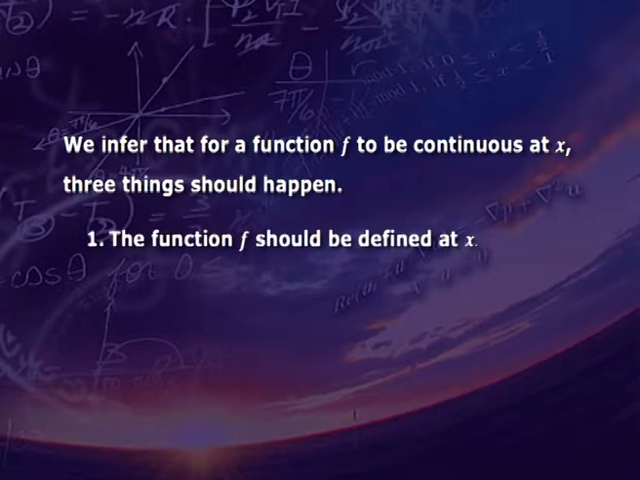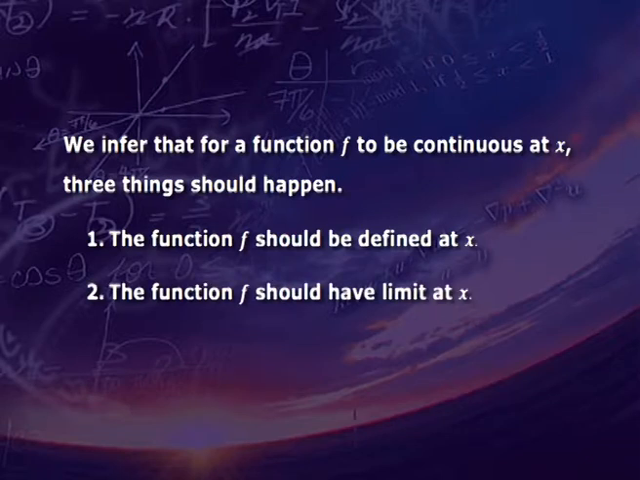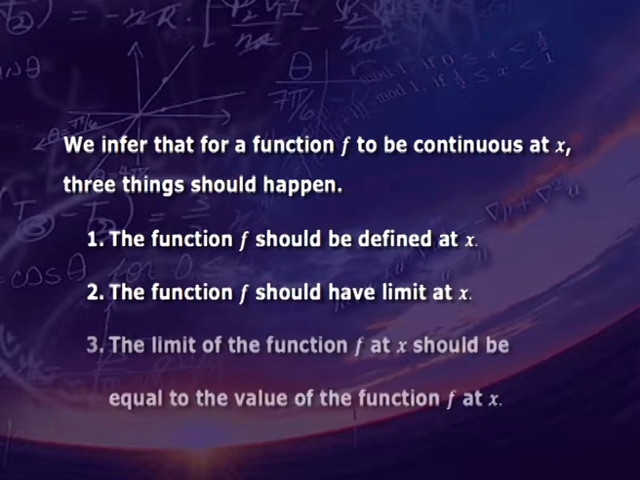From the definition of continuity of a function at a point, we infer that for a function f to be continuous at x, three things should happen. 1. The function f should be defined at x. 2. The function f should have a limit at x. And 3. The limit of the function f at x should be equal to the value of the function f at x. Since these three things happen for polynomial functions everywhere, all polynomial functions are examples of continuous functions on R.